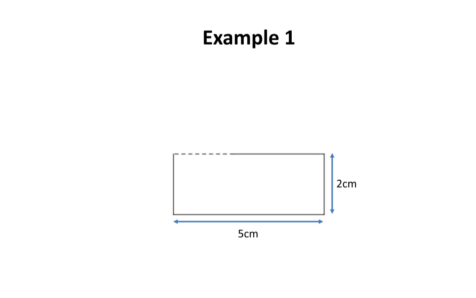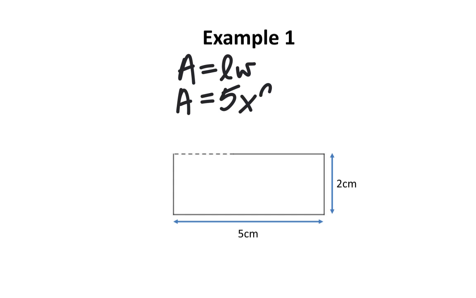If you remember, the formula for area of a rectangle is length times width. At this point, I'm going to replace some of these variables with their known values. The length is going to be 5, and the width is going to be 2. Therefore, 5 times 2 is 10 centimeters squared.